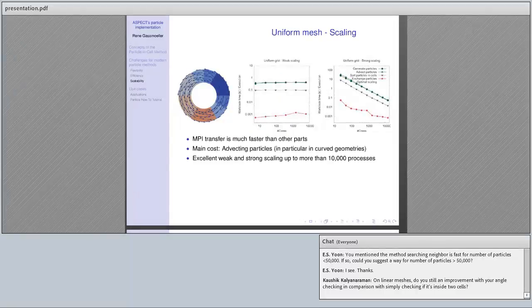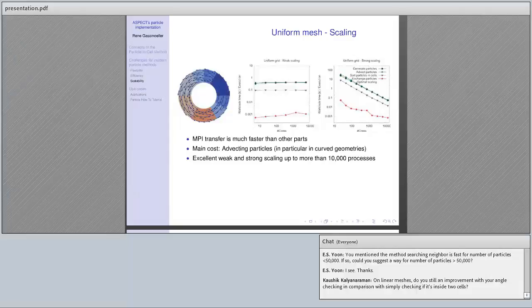Okay, let's talk about scalability. After all this effort we have put into the optimization of the algorithm, we are happy that we have reached a scalability that looks pretty well for weak and strong scaling.